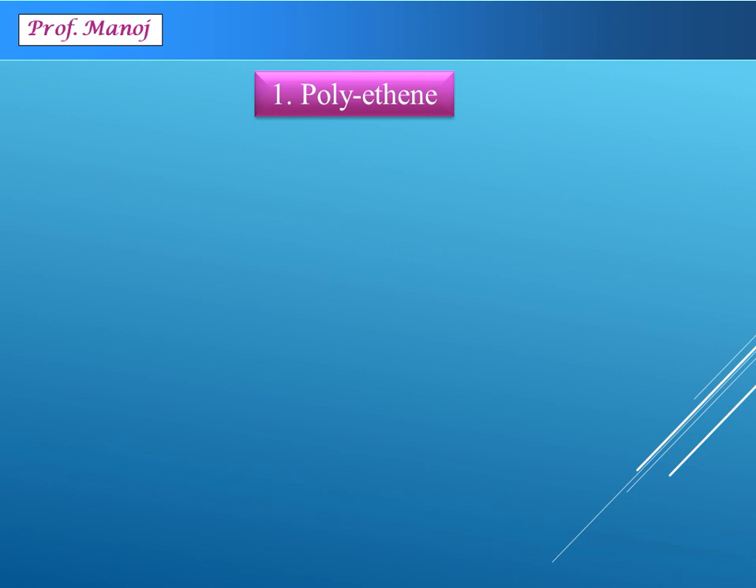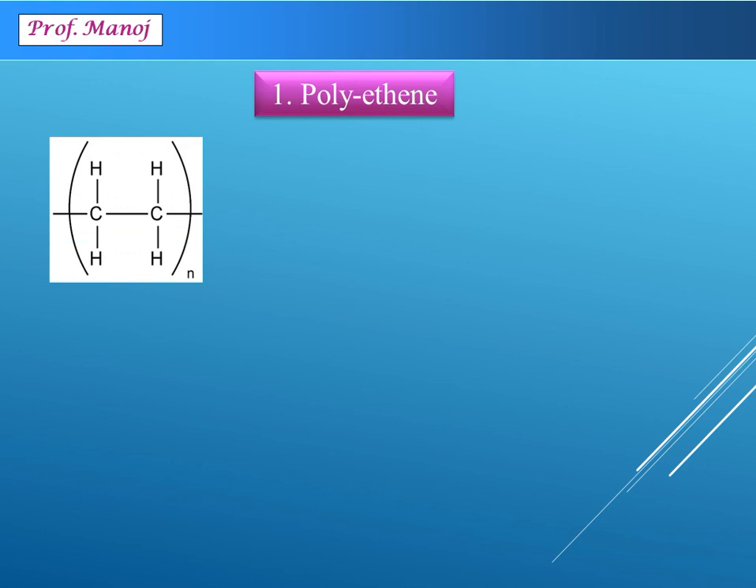The first under this list is the simplest polymer, polyethylene. Polyethylene has a simple structure like this: CH2 single bond CH2. As you have seen, the polymers are represented with either a square bracket or a round bracket and outside written a small n, indicating that this unit is repeated several times. There are two types of polythene which we come across. The first type is called low density polythene, LDP.